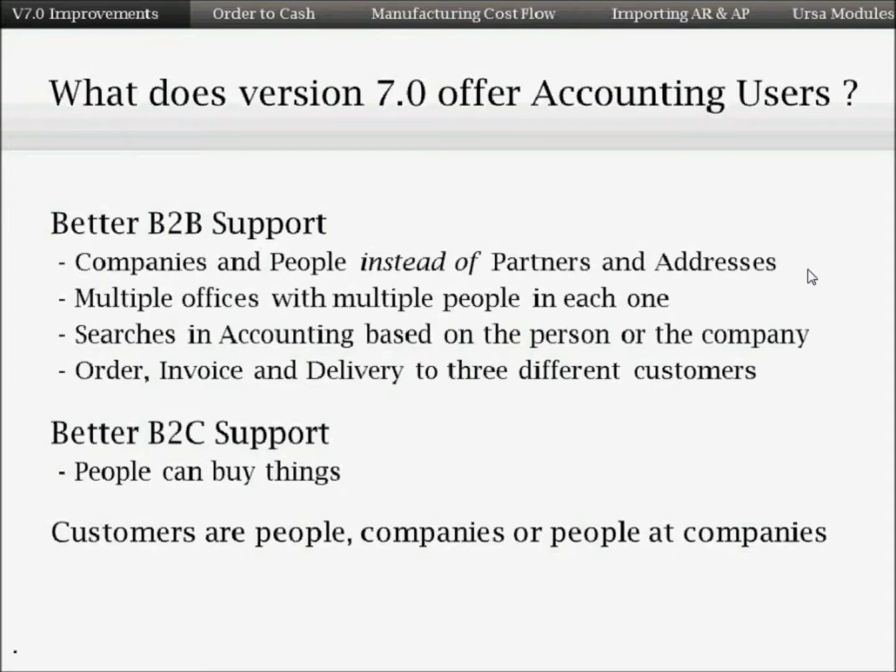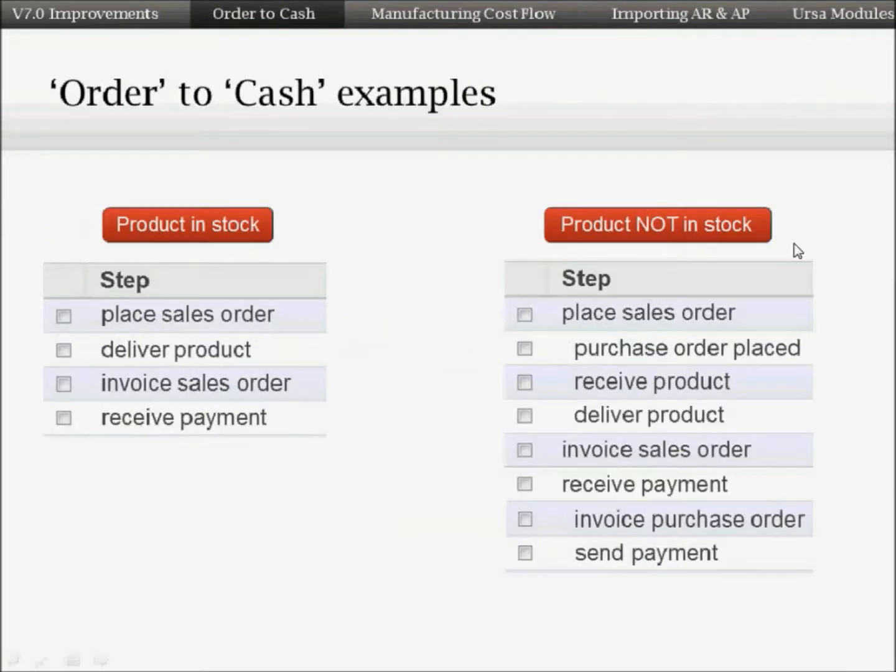It's possible for you to search in accounting for people who purchase things or the company that that person was purchasing on behalf of. It's also possible for you to have an order, an invoice, and a delivery to 3 different customers, each of whom can be people or companies. There's better B2C support, business to customer. People can buy things now. In version 6.1, it was a little harder to sell things to just a person rather than a partner. So at version 7, customers can be people, companies, or they can be people at companies.